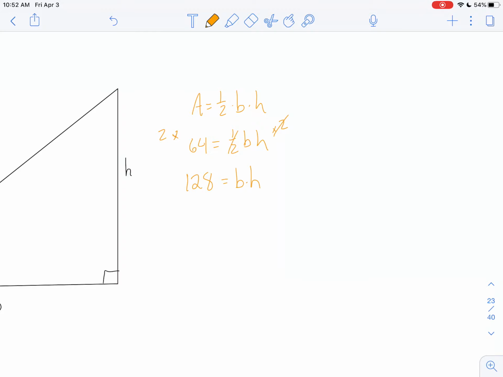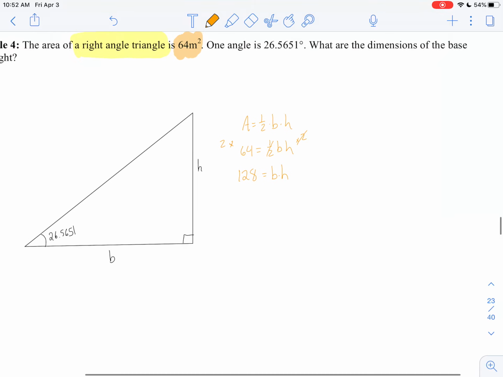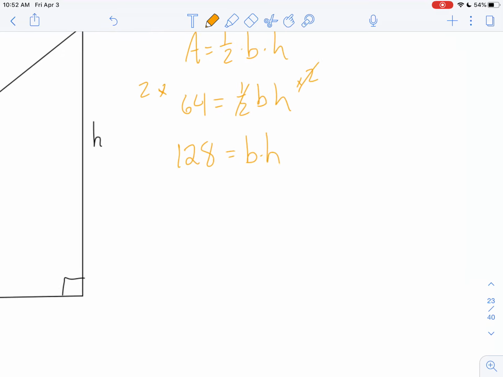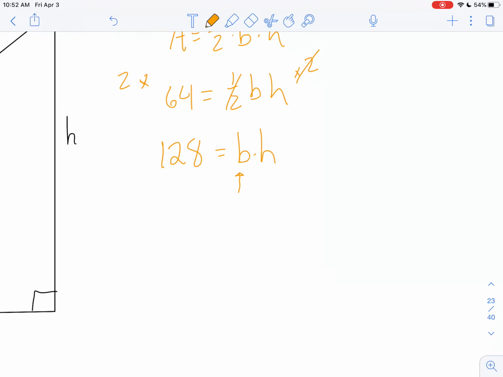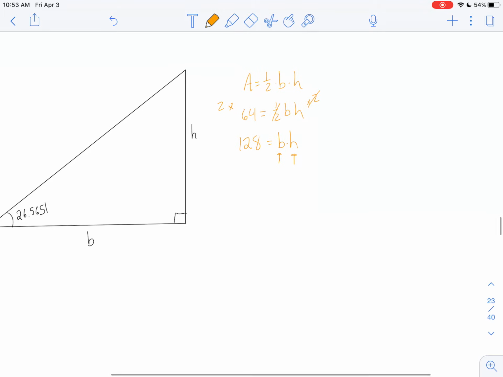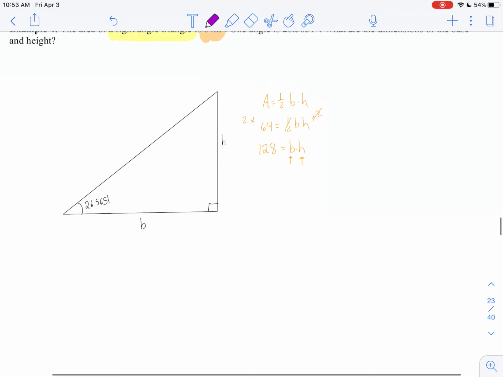While that step isn't absolutely necessary, it just simplifies numbers on one side and variables on the other side. So I know area equals base times height divided by 2, so I get 128 equals base times height. Notice how I have two unknowns here. I can't solve an equation with two unknowns unless I have two equations. Remember old substitution and elimination. So I'm going to look at how I can get another equation.